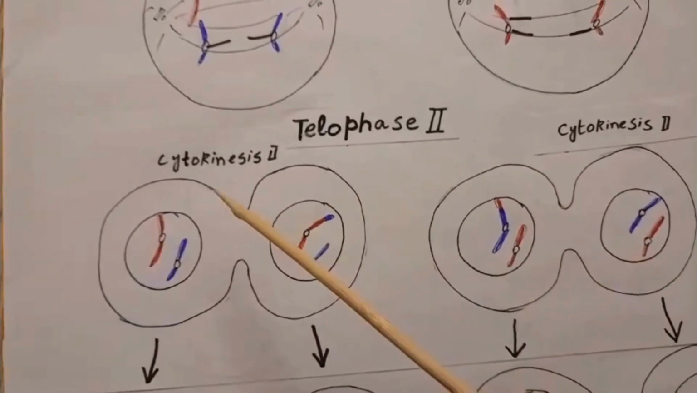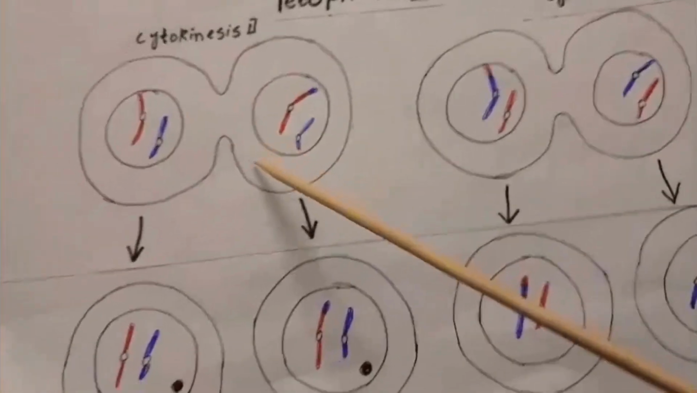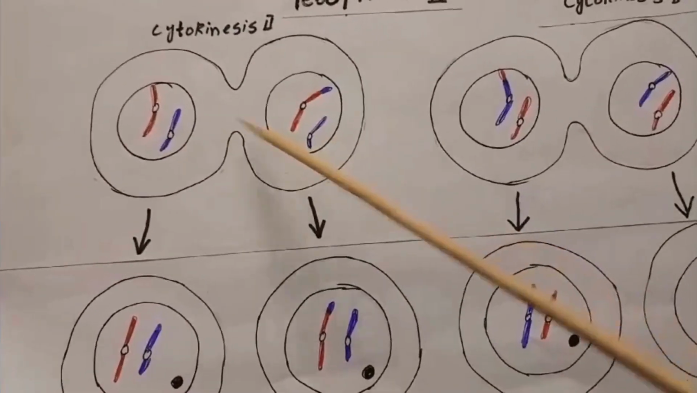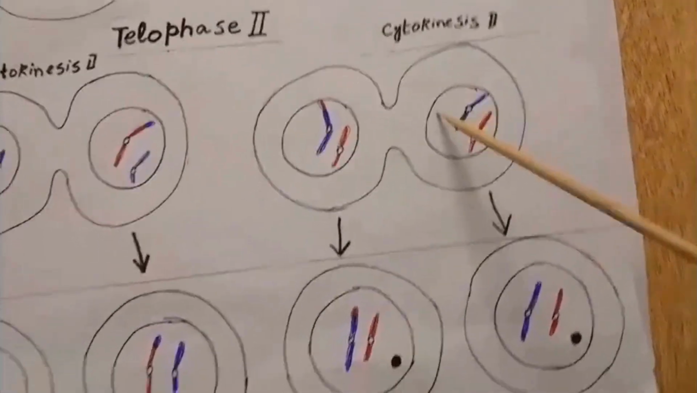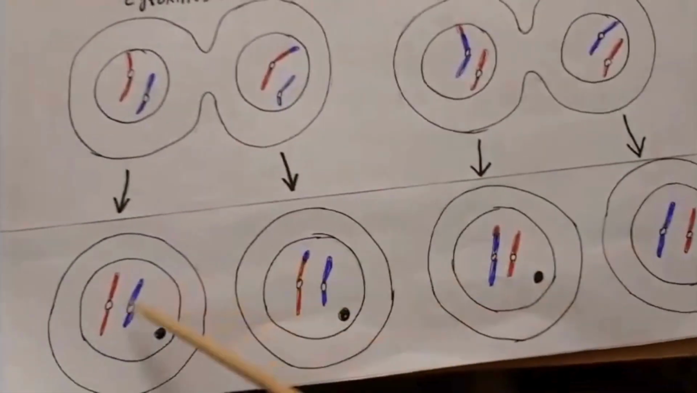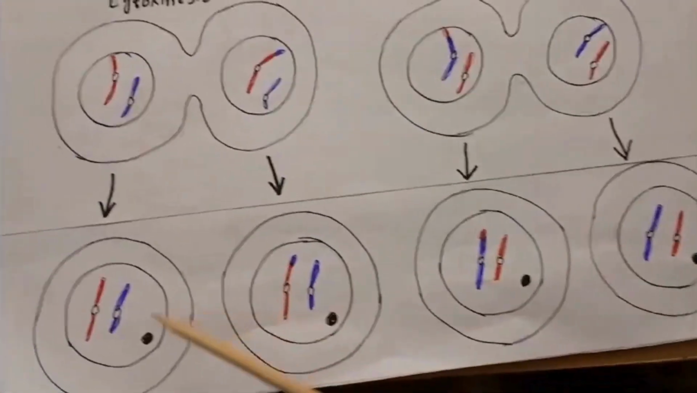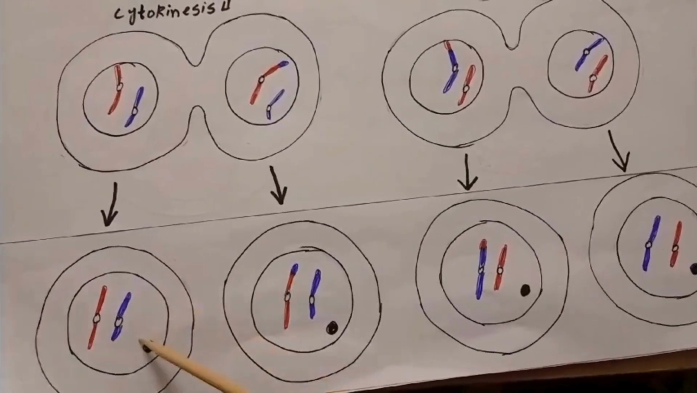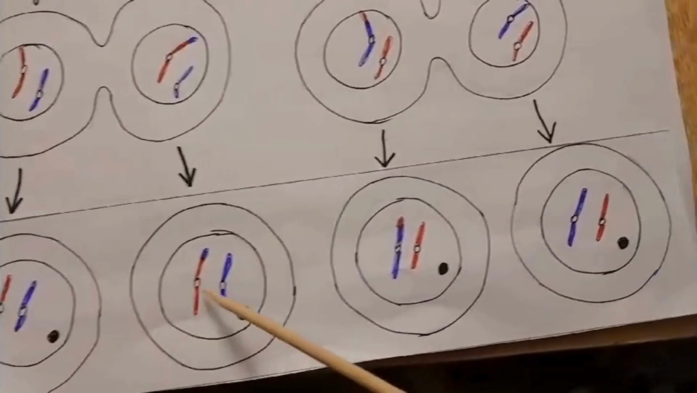So after cytokinesis 2 in both of these cells, we have the two cells made by this and two cells made from here. In this way we will have 4 haploid cells, and these 4 cells are with nucleolus and the nuclear membrane and with half the number of chromosomes, because these are the gametes.